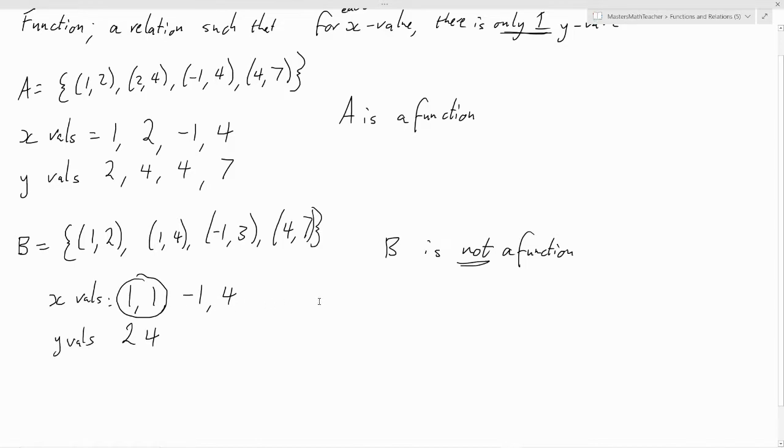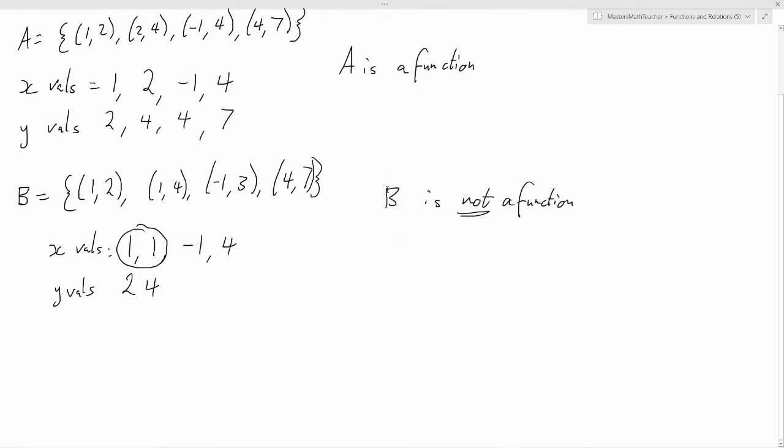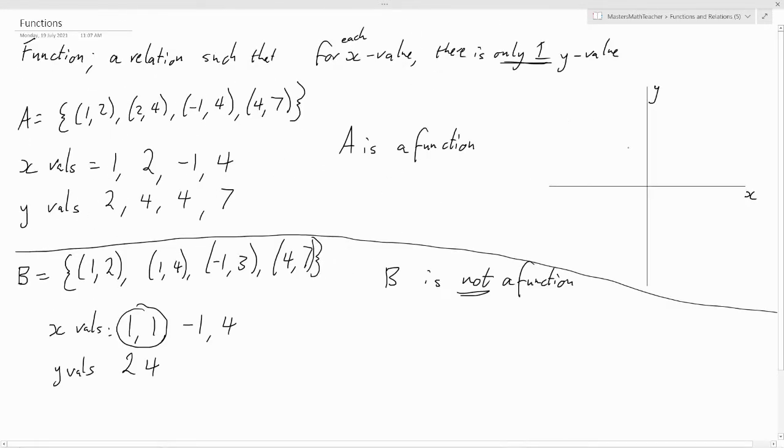We can see this graphically too. So let's pull up a graph here. Let's plot A here. So we have the point (1, 2), about here. We have the point (2, 4), there. We have the point (-1, 4), so about here. And we have the point (4, 7), so maybe up here.